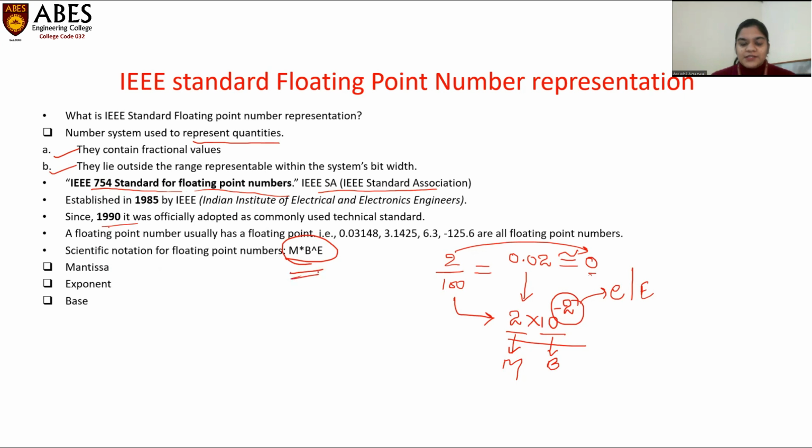So m is the Mantissa, that is the integer value. Base, in the case of decimal numbers, will be 10, whereas if we want to represent the same format in binary numbers, at that time this base value will be 2. And this is our exponent, right? So this is our scientific notation for floating point number representation.